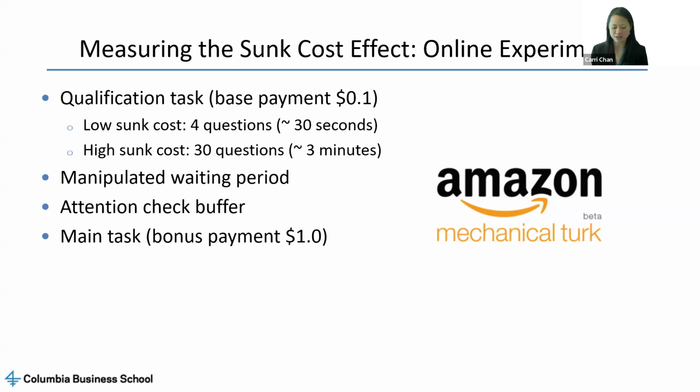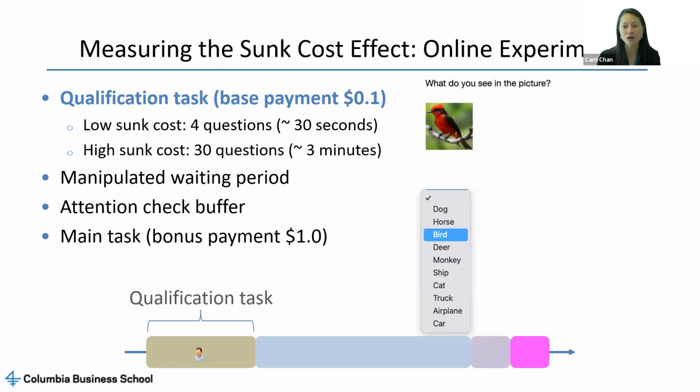There are 4 stages in what we are looking at. Essentially, there's an initial qualification task, and if the user is deemed qualified, they can go to the main task for a larger payment. Let me walk you through the 4 stages. The first qualification task has a bunch of images. You can see the bird here, and there's a drop-down menu. You need to identify what the image is. For completing the qualification task, all users get a base payment of 10 cents.